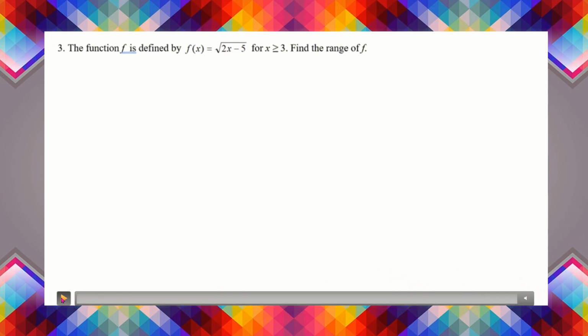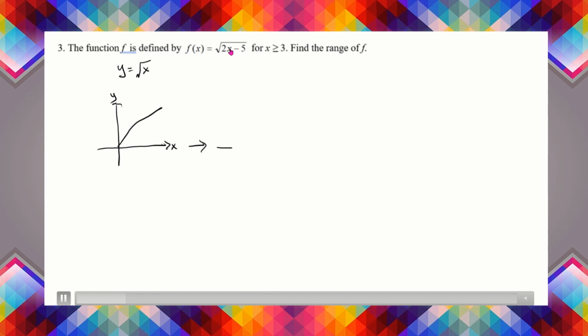Now we go to question 3. You are given the function f as square root of 2x minus 5. So now we sketch this graph. Start from the parent graph square root of x. From square root of x, we go to square root of 2x. The 2 means an enlargement along the x-axis, where the scale factor is 1 over 2, which is less than 1. So the image will be nearer to the y-axis. After enlargement, the graph is this way.